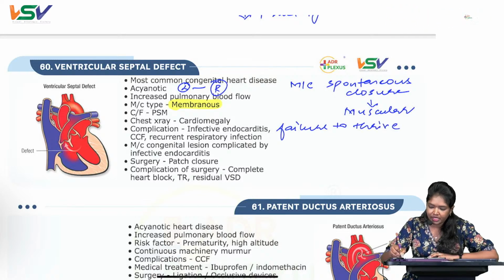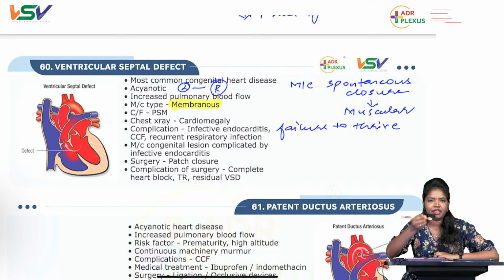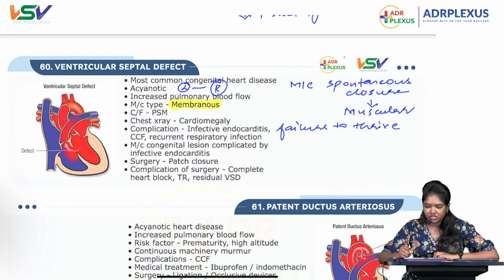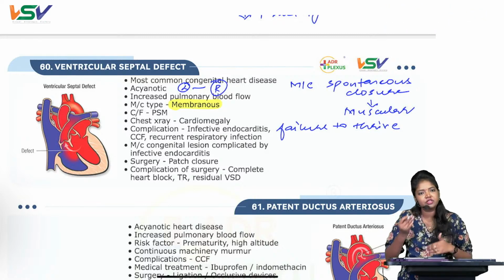All these are complications of VSD. It's the most common congenital lesion complicated by infective endocarditis. Okay. Surgery, if you want to take, you will do patch closure. Medical treatment, you will treat anemia and CCF. Complications of surgery are complete heart block, residual VSD and tricuspid regurgitation. These are the complications you can see after the closure.